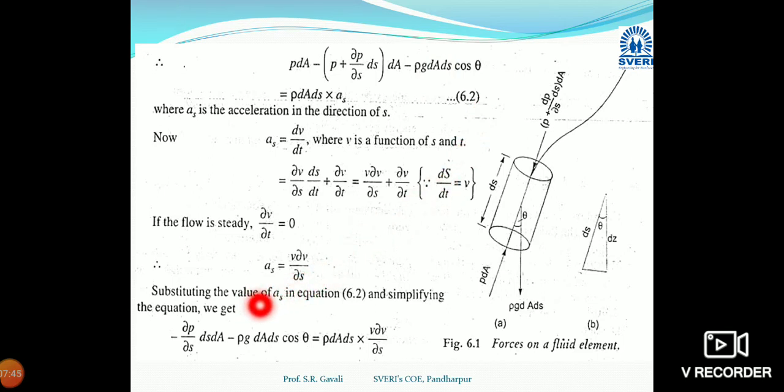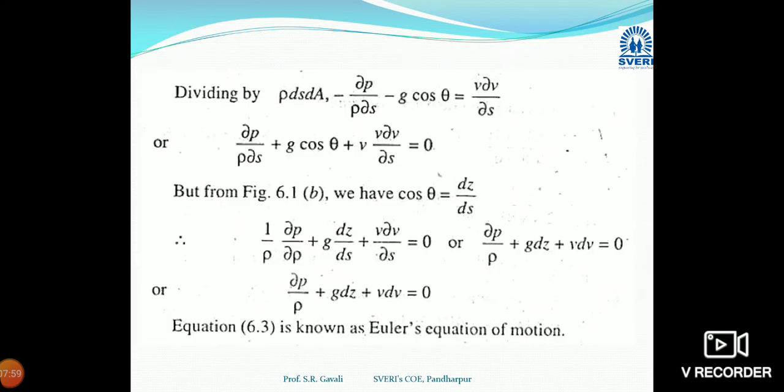Therefore, minus ∂p/∂s ds dA, since pdA will get cancelled, minus ρg ds dA cos θ is equal to ρ ds dA into v ∂v/∂s. And then after simplification, dividing by ρ ds dA, we get minus (1/ρ) ∂p/∂s minus g cos θ is equal to v ∂v/∂s. But this g cos θ is there, and cos θ is equal to dz/ds.